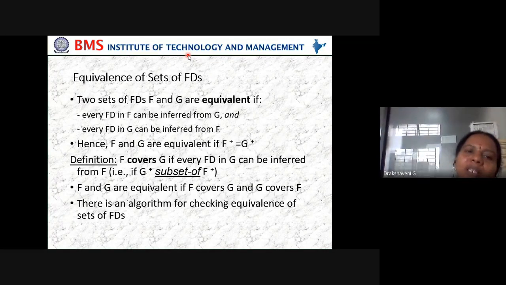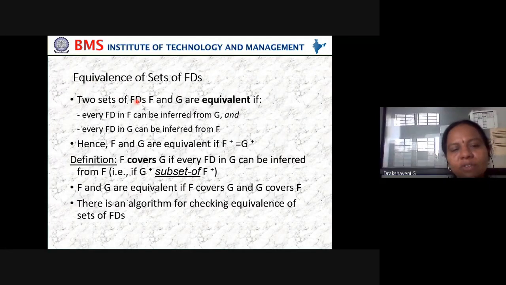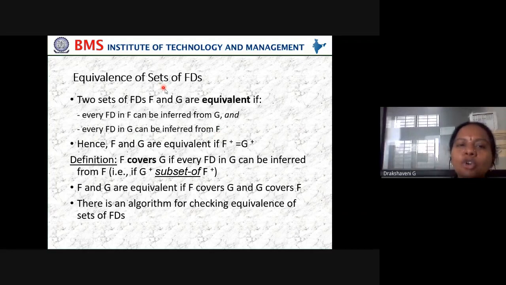Then we move on to equivalence of sets of functional dependencies. Suppose two sets of functional dependencies F and G are equivalent. When do we say they are equal? When every functional dependency in F can be inferred from G and every functional dependency in G can be inferred from F. Then only we can say the two sets are equivalent. Hence, F and G are equivalent if F plus equals G plus. Then we say these two are functionally equivalent.